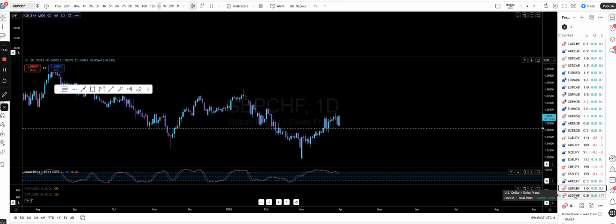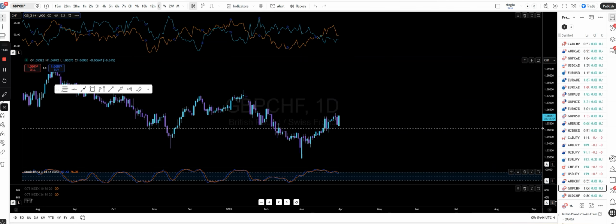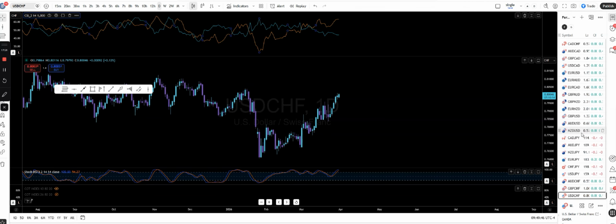And then pound Swiss. Indicator's taking a long time to calculate this one. I must not have looked at it in a while. Nothing really going on there.